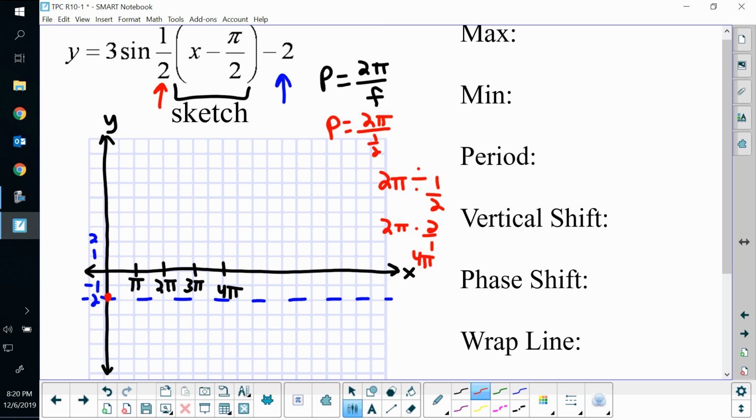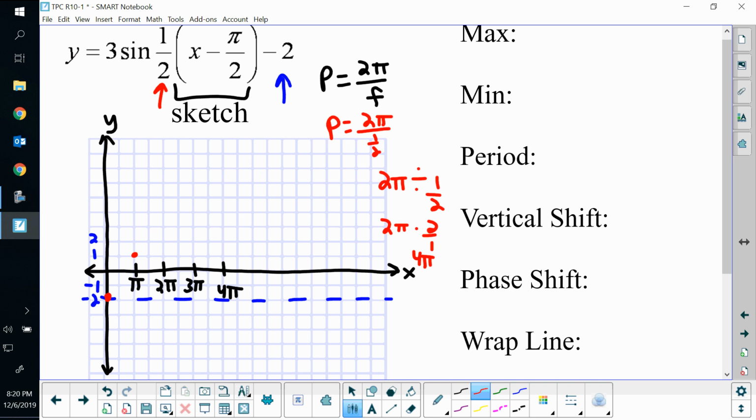Now because there's a +3, that means our next nice point is going to be 3 above the wrap line. So by nice point, I mean at the tick marks that we put on the x-axis. So at pi, we should be 3 above the wrap line. Not 3 above the x-axis, but 3 above the wrap line. Now that gives us the maximum of the graph.